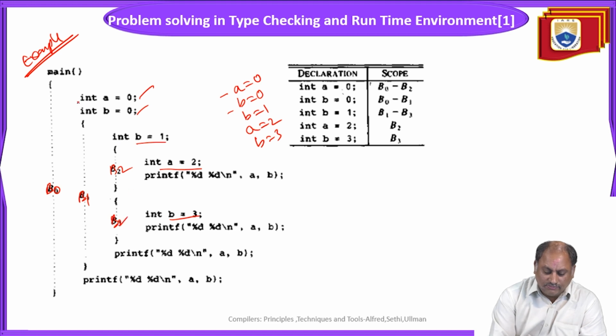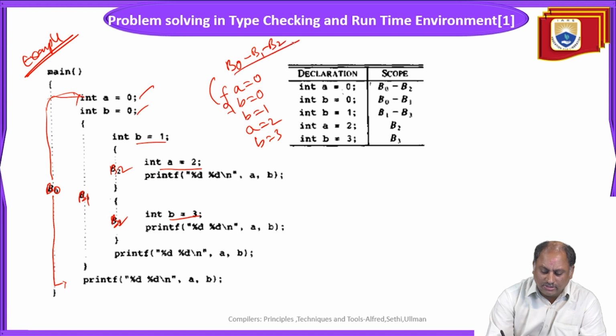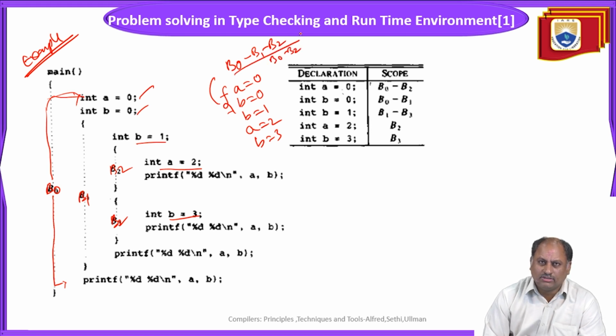Why? Because these variables belong to this entire block, that means A equal to 0 and B equal to 0 both belong to the B0 block, B1 block as well as B2 block. So B0 to B2, these are to be considered. The scope is to be available.